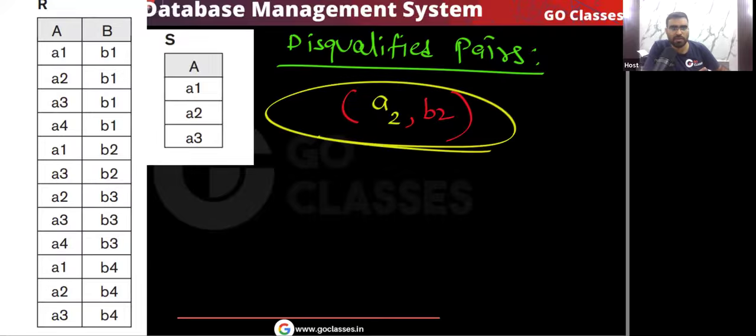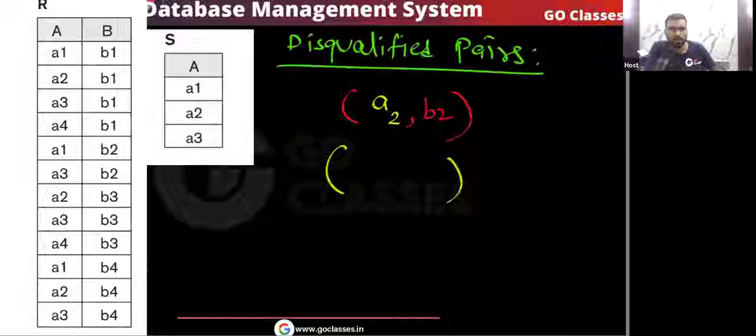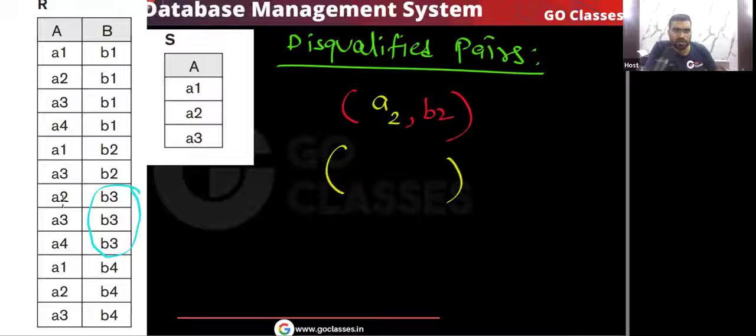Ideally this should be there, but it is not there. Do you agree? What else is disqualified? A1, A2, A3. So another disqualified is A1, B3, because this should be there, but it is not there.